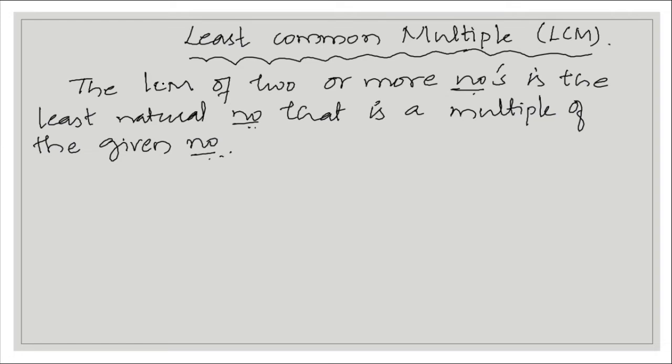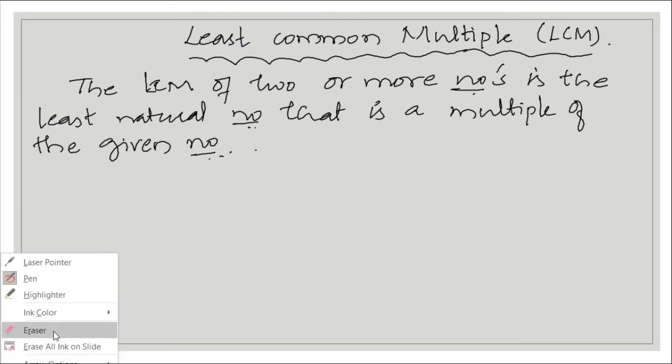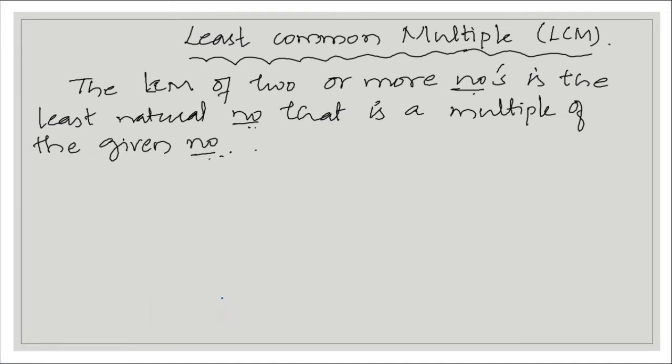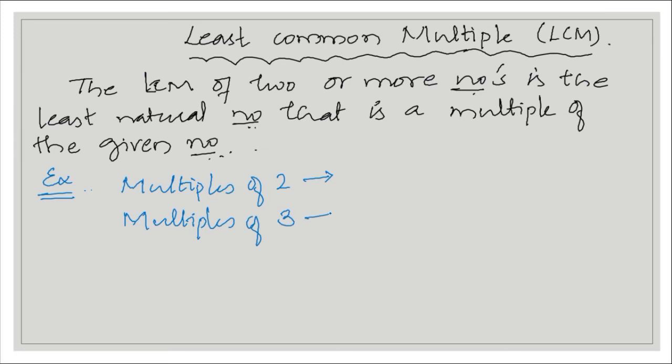Just observe the statement here. The LCM of two or more numbers is the least natural number that is a multiple of given number. Let me take an example. I'll take some numbers, say multiples of 2, I will write. Multiples of 2 are the table of 2, and the multiples of 3 I'll write table of 3.